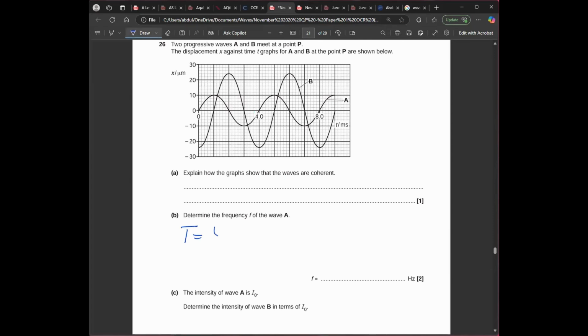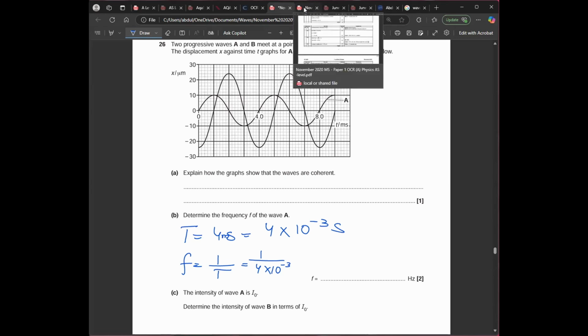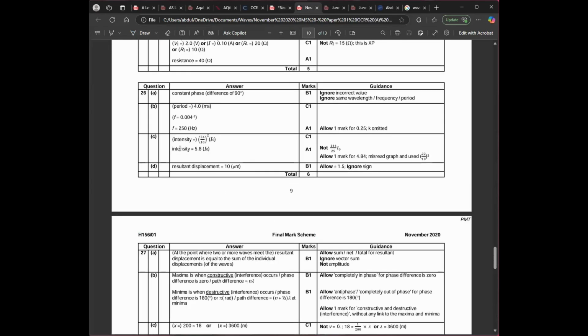If I have measured it correctly, so sorry, it's milliseconds. So you need to convert it into seconds. And we know that frequency is just the inverse of period. So it would be 1 over 4 times 10 to the power minus 3, because the answer we need to give in hertz. I don't have a calculator with me currently, so if you guys cannot calculate it, we can just see. So it's 0.004. The frequency comes out to be 0.004.